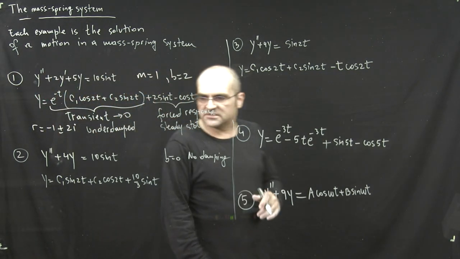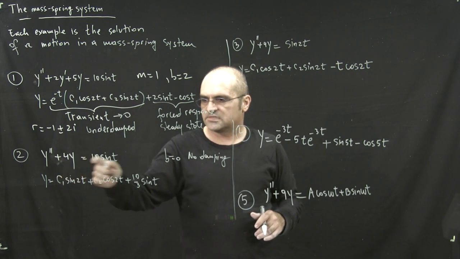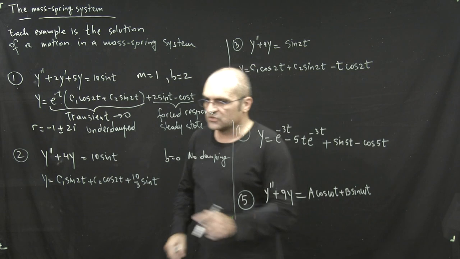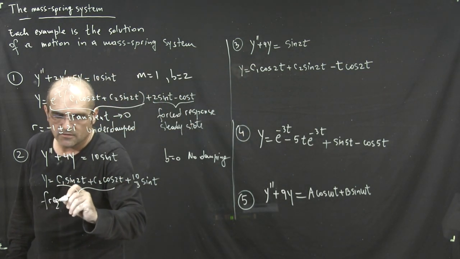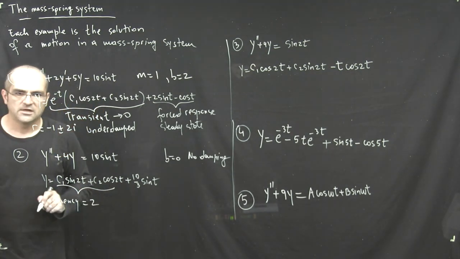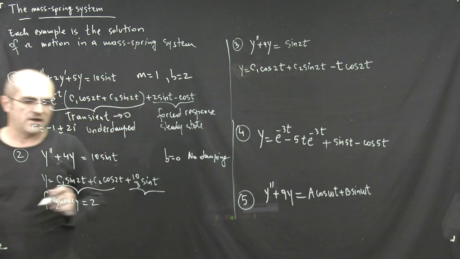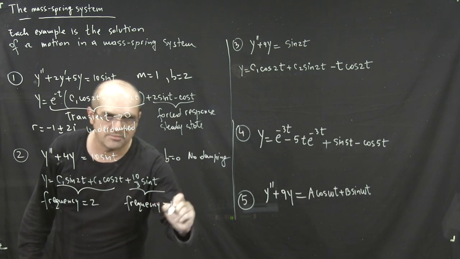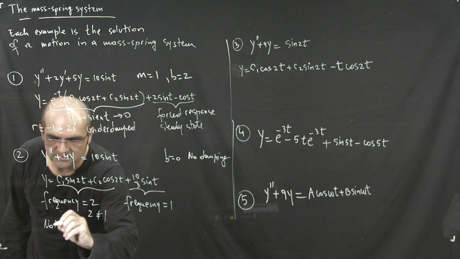Well, resonance means when the frequency of internal motion of the mass spring system is equal to the frequency of the external input, of the forcing term. If you look at the solution here, the frequency of the mass spring system is 2, the coefficient of t, and the frequency of the forcing term is 1. They're not equal to each other. The system is not in resonance.